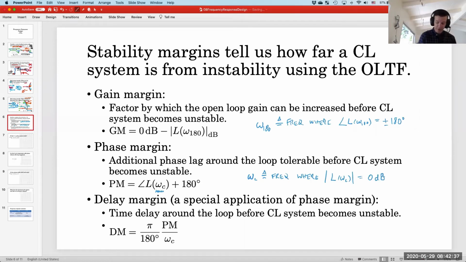Okay, so this is called the crossover frequency. It's where the magnitude plot crosses the 0 dB line, just like the omega 180 frequency is the frequency where the phase plot crosses 180 degrees.